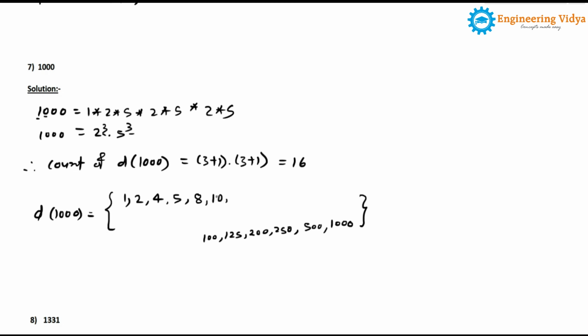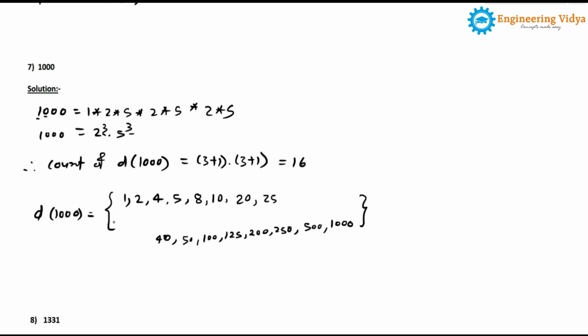11 cannot divide. 12 also cannot divide. 13 cannot divide. 14, 15 also cannot divide. But 20 can divide, right? If I divide it by 20, 50 will be the quotient, not remainder. And after 20, 25 can also divide. If I divide it by 25, there will be 40.